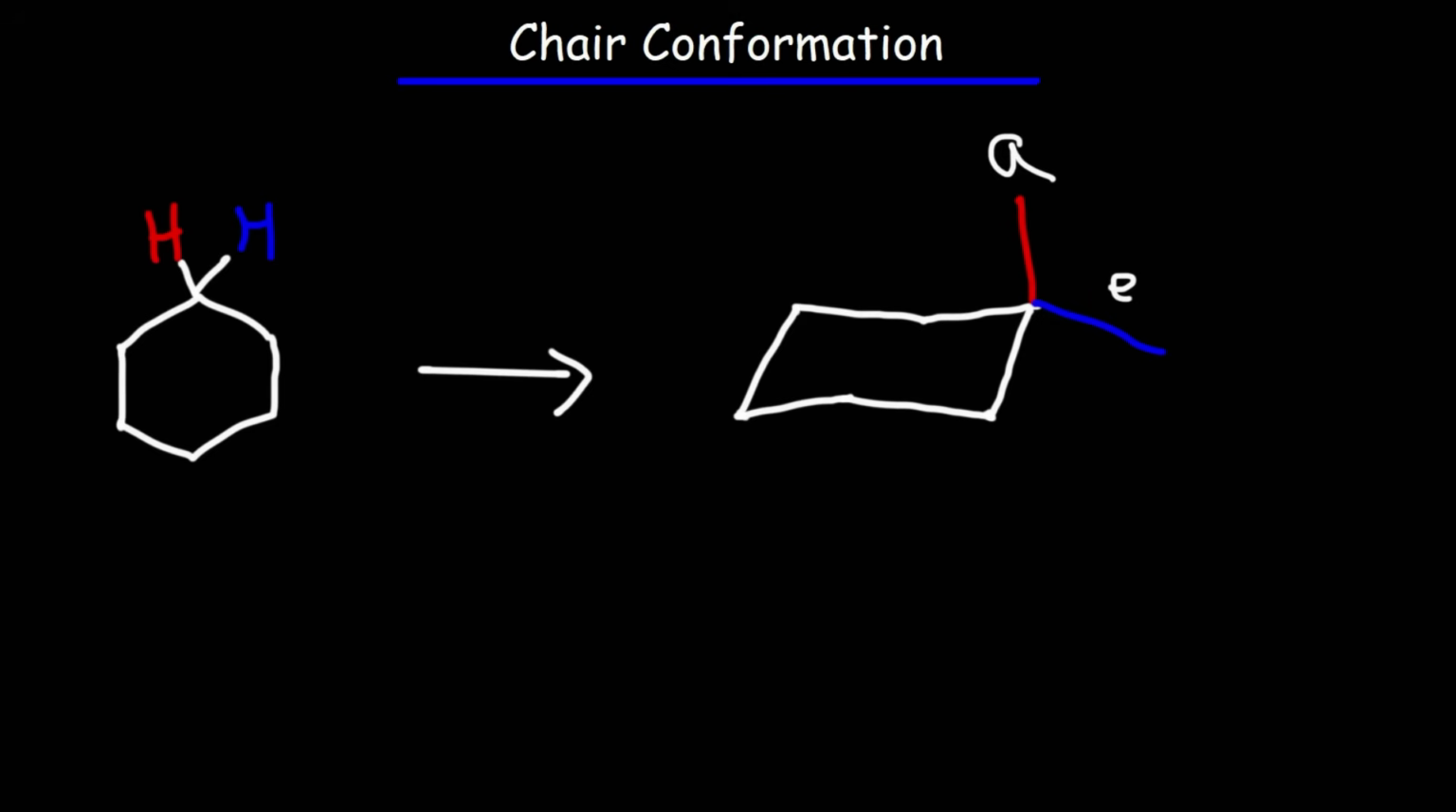So let's draw all the axial bonds. If this is axial up, the next axial bond will be down, and it's going to alternate. This is going to be axial up, axial down, axial up, axial down. This equatorial bond is kind of slanted downward. The next one will be slanted upward, and then down, up, down, up. So that's how you could show all of the axial and equatorial bonds for the chair conformation of cyclohexane.